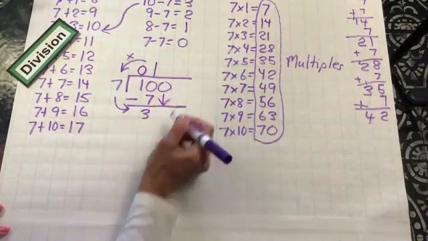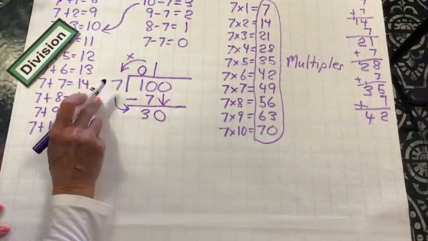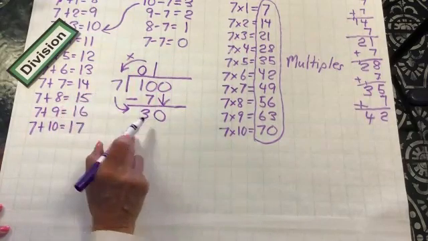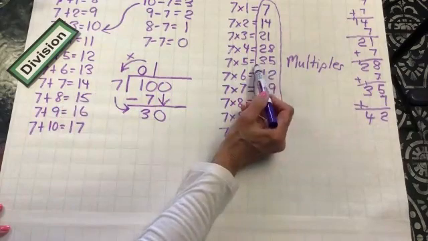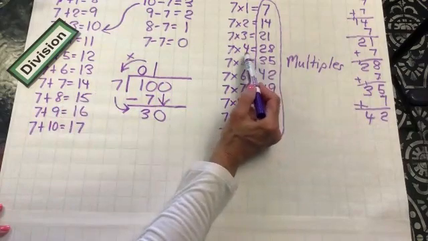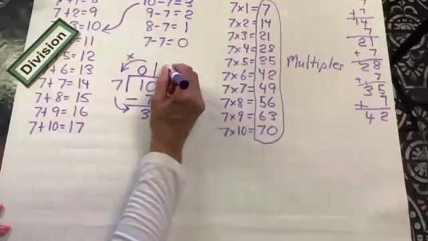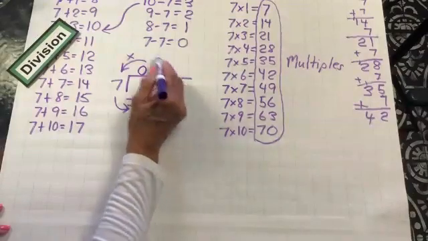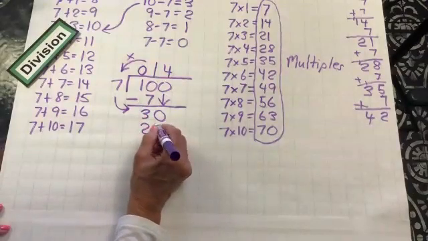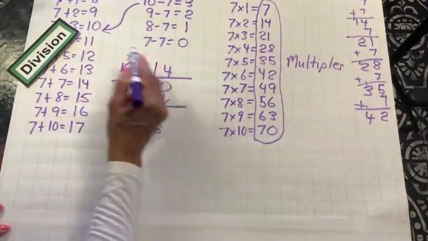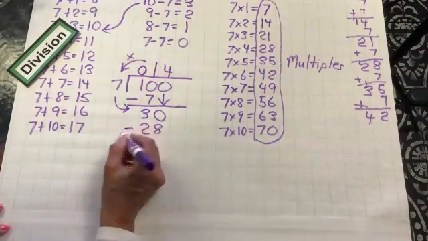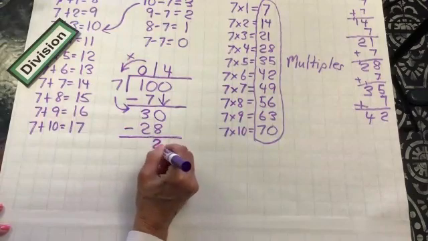So we drop down the next number. And we ask ourselves, how many times does 7 go into 30? If we go over here, it doesn't go in 5 times because that would be 35. It goes in 4 times. So we're going to write our 4 up here. 4 times 7 is 28. We'll subtract that out and we get 2.